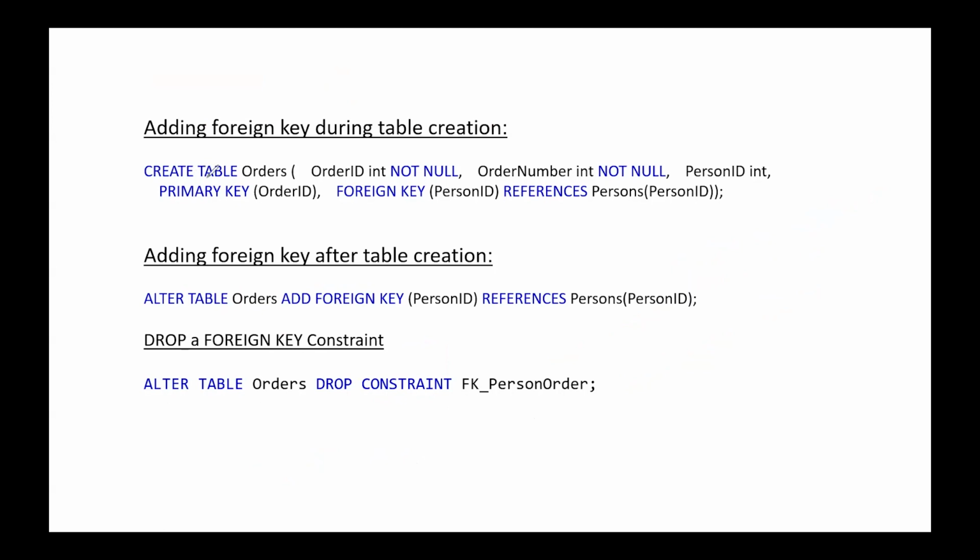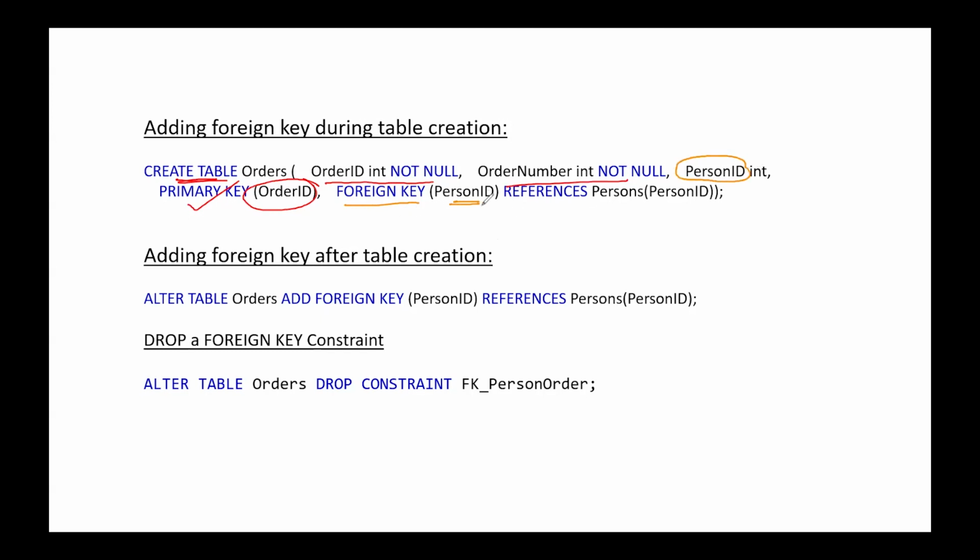First of all, if I want to add a foreign key in create table, I will mention the regular attribute name and its data type. If you want a not null constraint, you can add it or leave it; that is left to you. In this, I am keeping order ID as a primary key, which we saw in the previous session. Next, keep a note of this: I will mention foreign key, then person ID, which is the column referring to the other table.